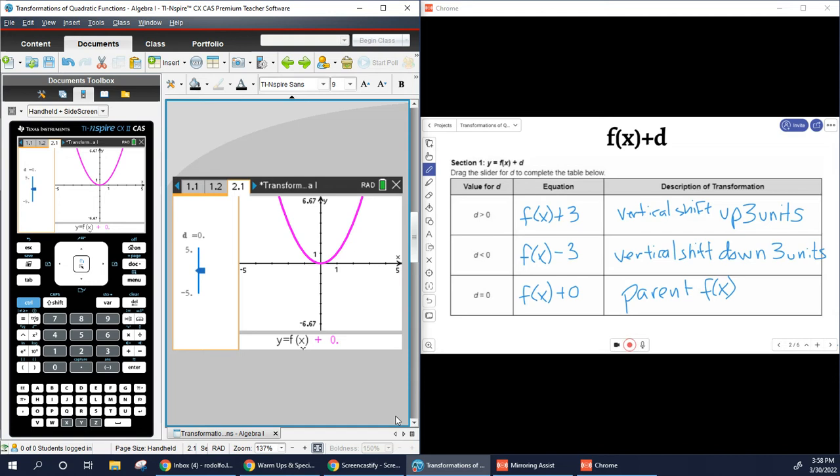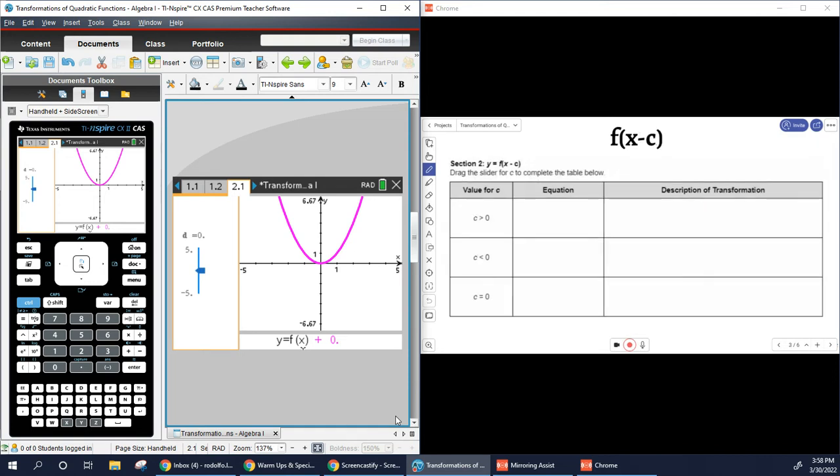All right, let's check out the next transformation. Now we're going to look inside the parentheses. What happens when we do something here? f of x minus c. Inside the parentheses, we're going to subtract. Notice how inside the function I have a plus 0. Let's answer that question real quick here at the bottom. When you add 0 or subtract 0, plus 0 or minus 0, there's no change.